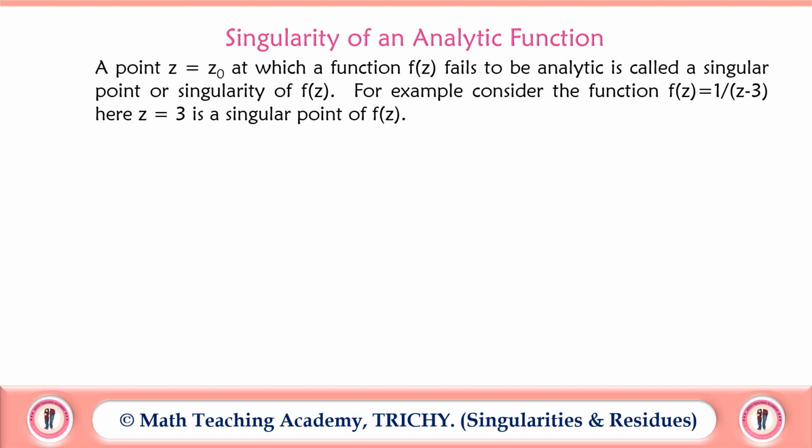Say for example, consider the function f of z is equal to 1 by z minus 3. In this function, if we put z is equal to 3, then what you will get is f of z is equal to 1 by 0, it will become infinity. So we cannot define the function f of z at a point z is equal to 3. So that is why the point z is equal to 3 is called a singular point.